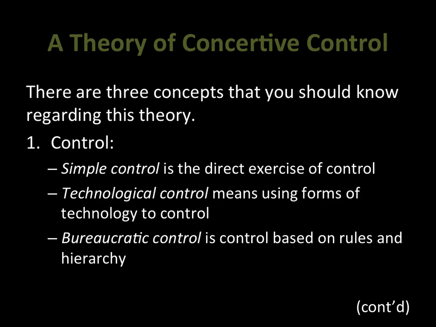So with control, the first section, there are three different types: simple, technological, and bureaucratic. Simple control is the direct exercise of control. So someone is telling someone else what to do. A fellow employee, somebody on your team, is just telling you what to do. Technological control is a bit different. It's using various forms of technology to control a worker or even an employee.